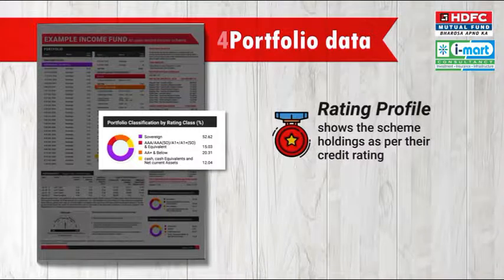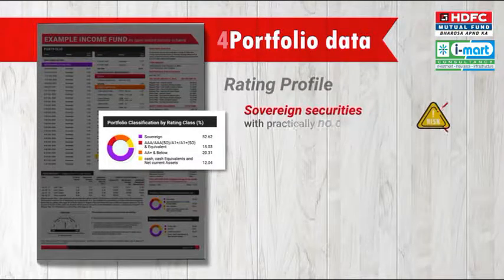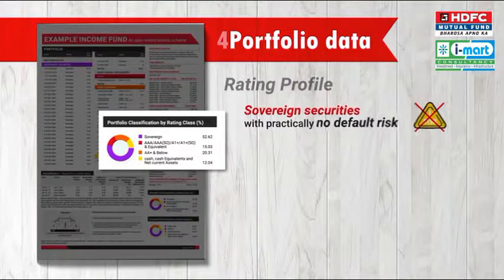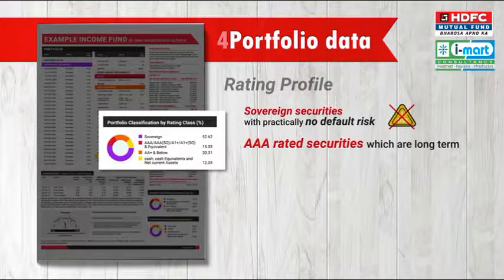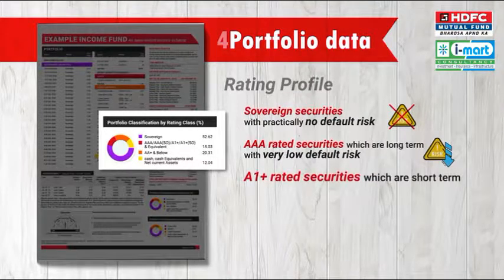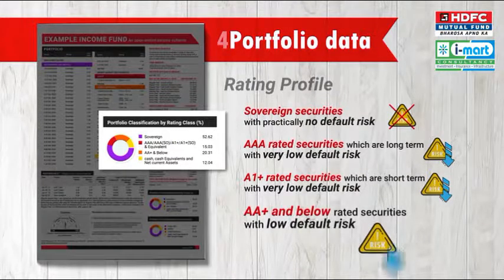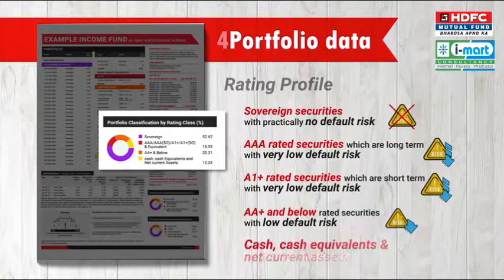The rating profile includes sovereign securities issued by central and state governments with practically no default risk. AAA-rated securities, which are long-term securities with highest degree of creditworthiness and very low default risk. A1+ rated securities, which are short-term securities with highest degree of creditworthiness and very low default risk. AA+ and below rated securities with high degree of creditworthiness and low default risk. And cash, cash equivalents, and net current assets.